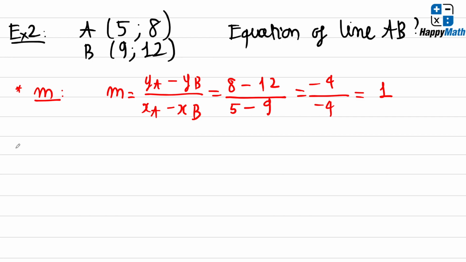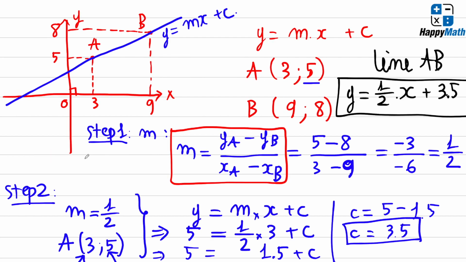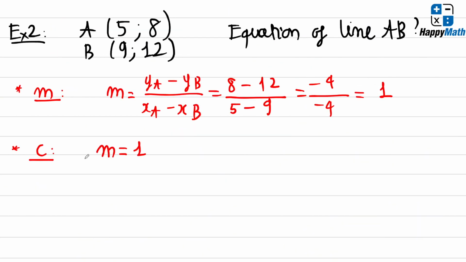And then you will determine what c is. Now listen to me. What is c? To find c, you have to combine two things. The first is the value of m, and the second is that you have to pick one point, only one. It doesn't matter which point you choose, but you have to pick only one. In the last example, I chose point A. In this example, I will choose point B. I tell you, it doesn't matter.